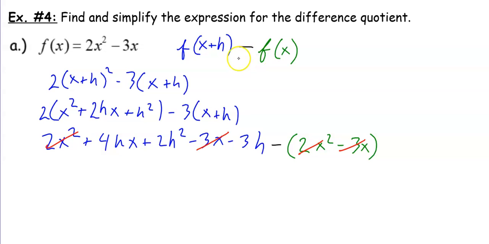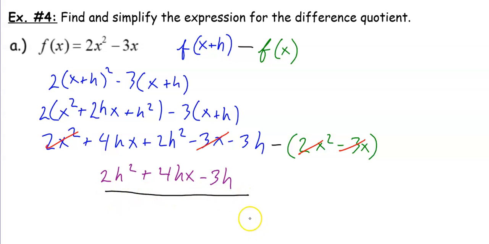And so in my numerator, the difference between these two y values, I'm going to write it in descending order, is 2h squared plus 4hx minus 3h. And then all of this gets divided by h.